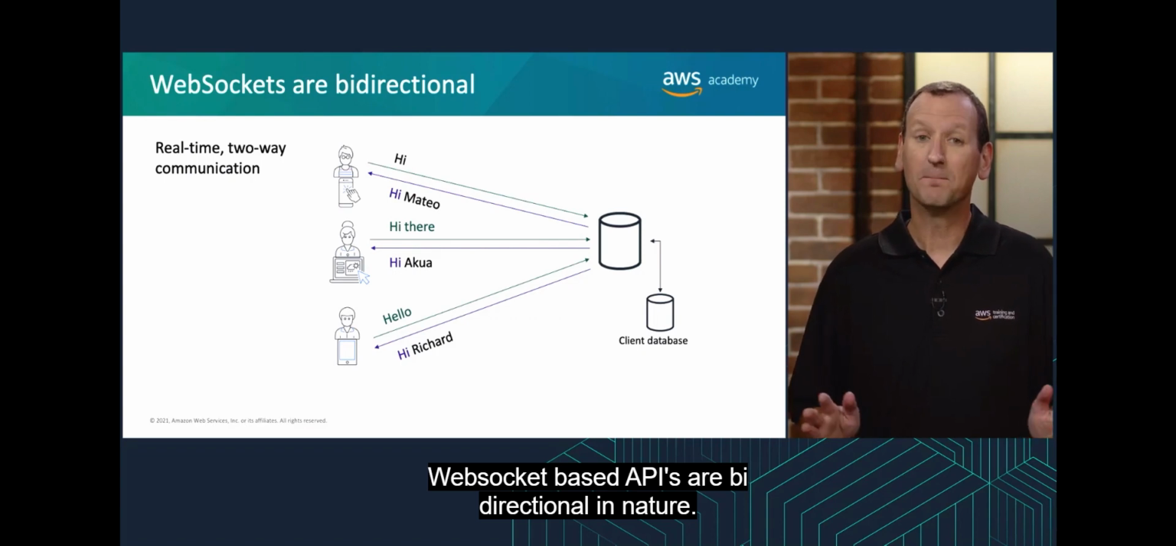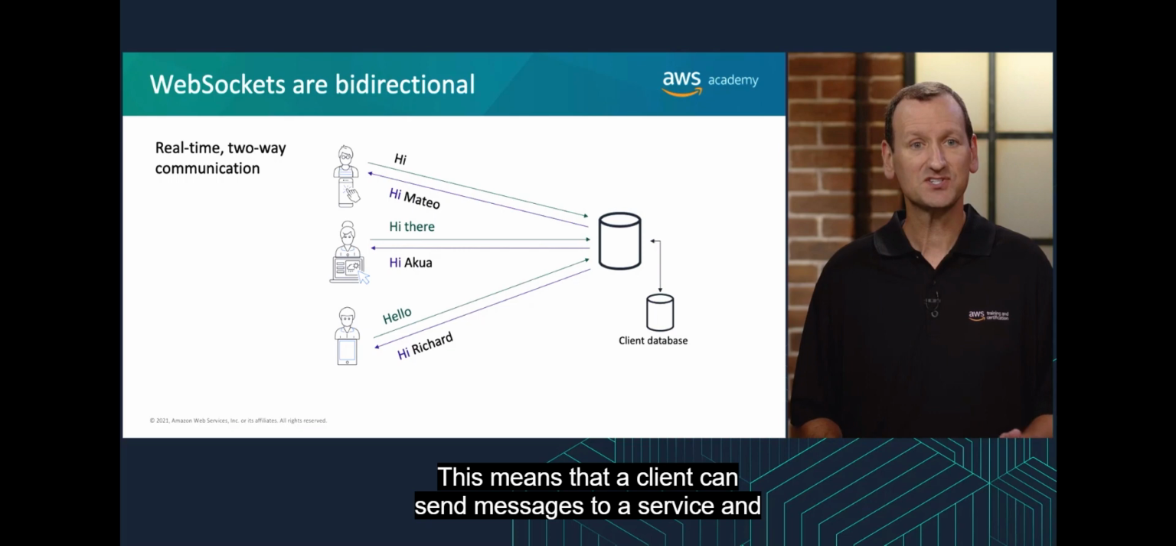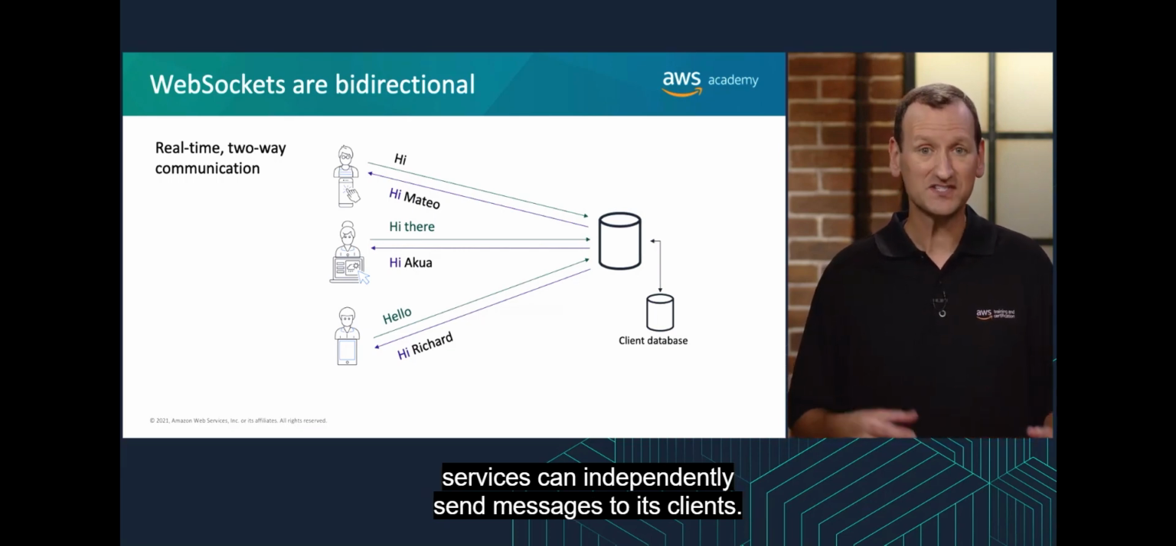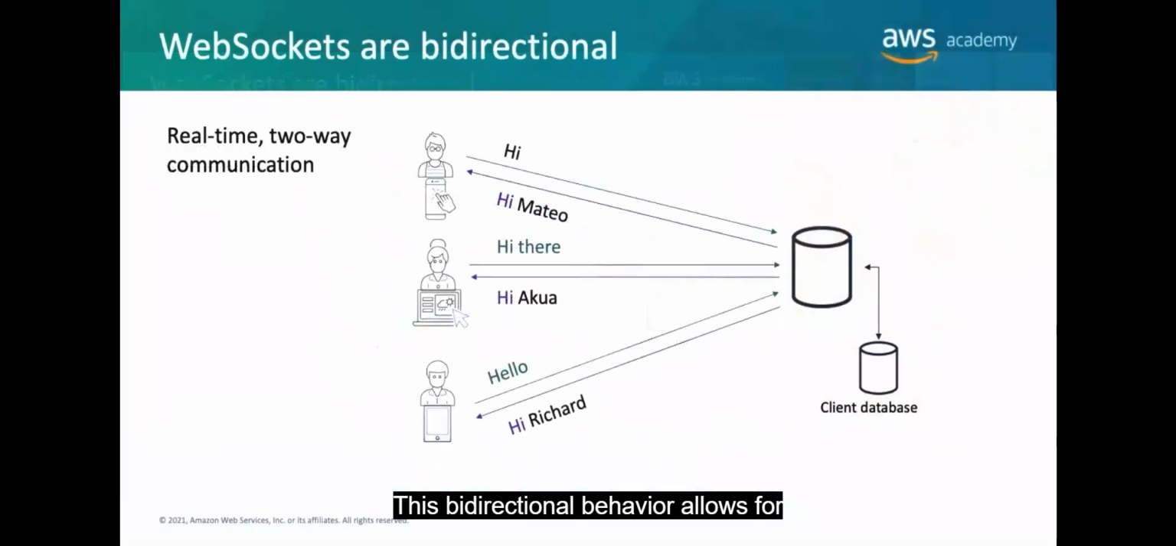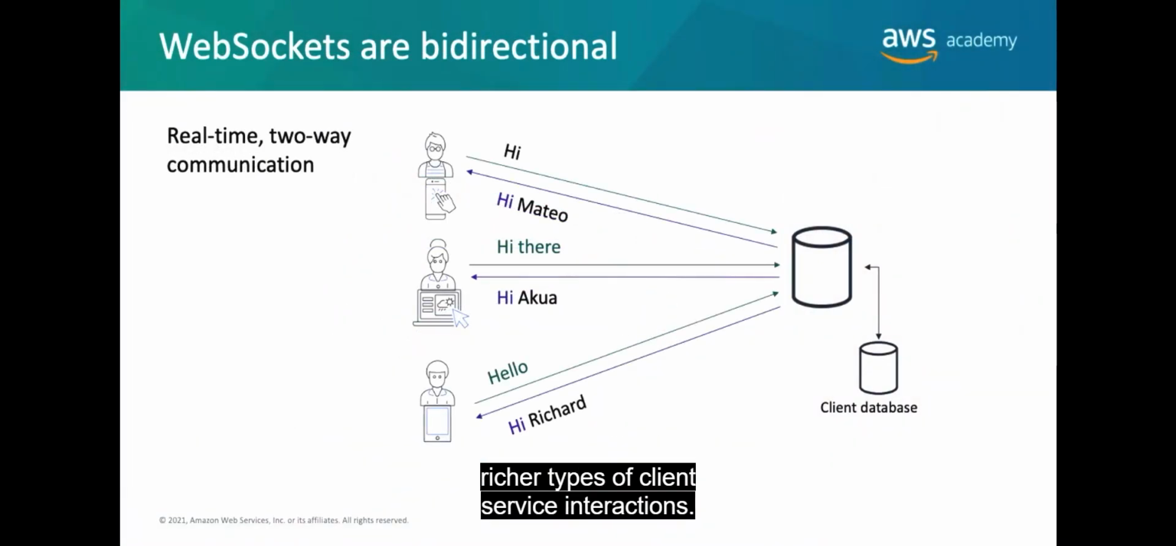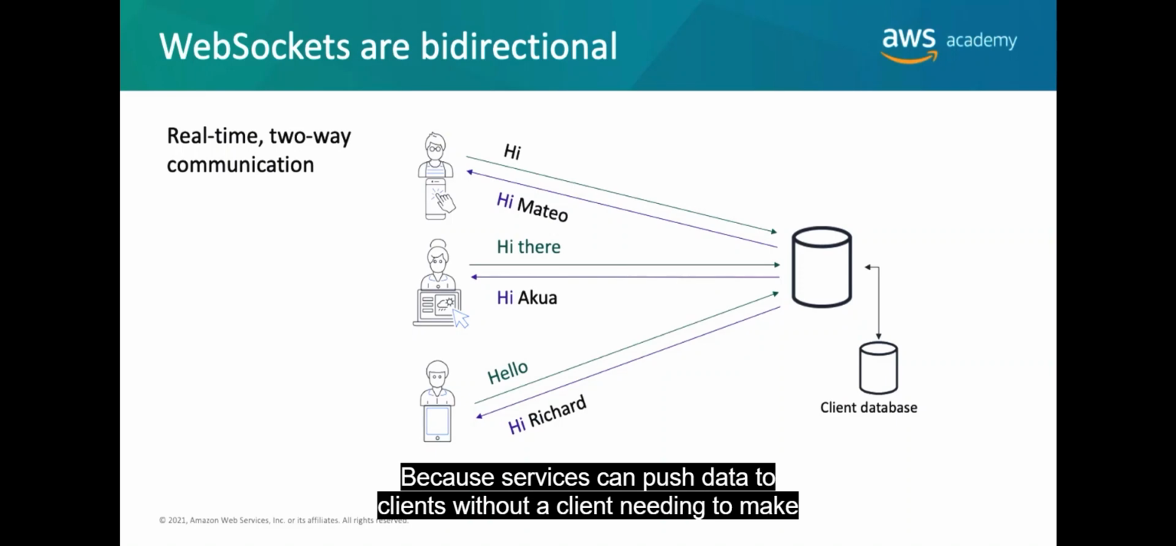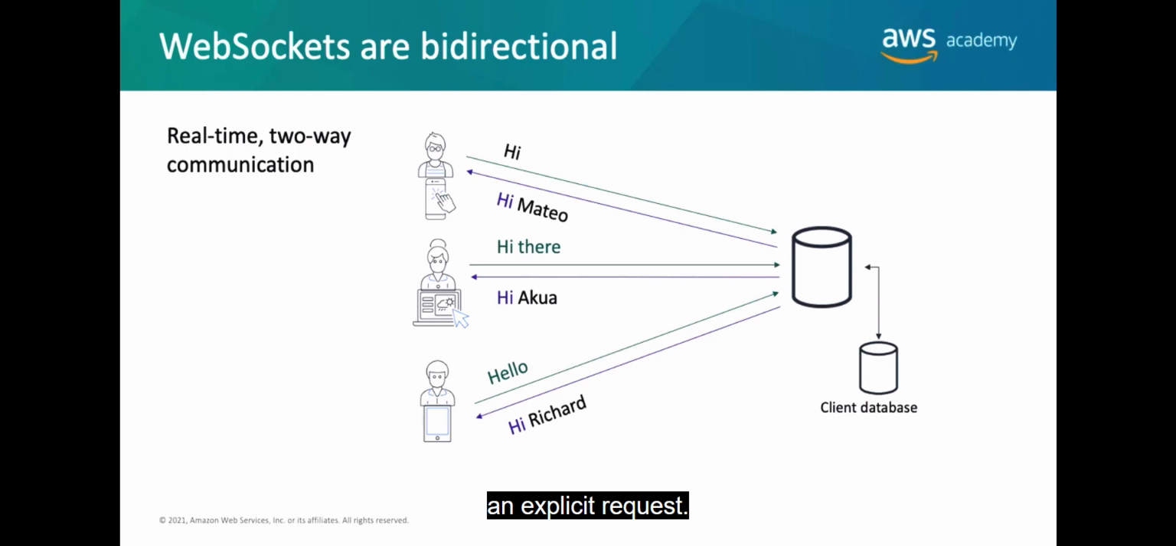WebSocket-based APIs are bidirectional in nature. This means that a client can send messages to a service, and services can independently send messages to its clients. This bidirectional behavior allows for richer types of client-service interactions because services can push data to clients without a client needing to make an explicit request.